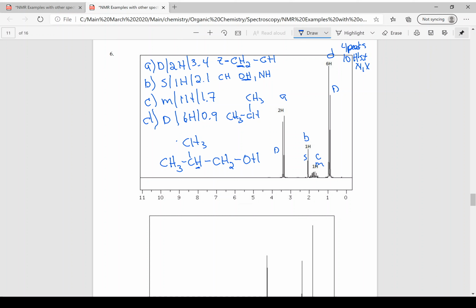Let's double check. I believe this should be a doublet that integrates for 6, somewhere between 0 and 1. This should be a multiplet that integrates for 1, somewhere between 1 and 2. And this should be a doublet that integrates for 2 hydrogens, somewhere between 3 and 4. And this should be a singlet that integrates for 1 hydrogen. Yep, that's a 1, and it should be pretty much anywhere it wants, but usually somewhere between 2 and 4. And guess what? That is our structure. I'll change colors here.